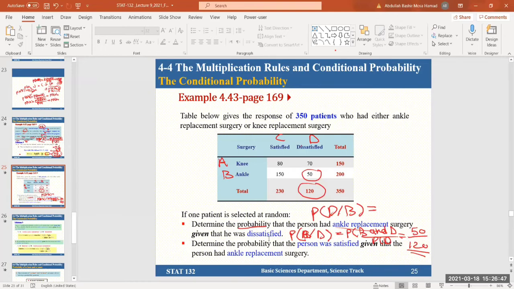Okay, so we selected one patient and we know he is satisfied. So it's the probability of C given B, over B. Yes, 50 over 200. Always we divide over what? Over which is given. And this will be the intersection of both events. I think it's clear.